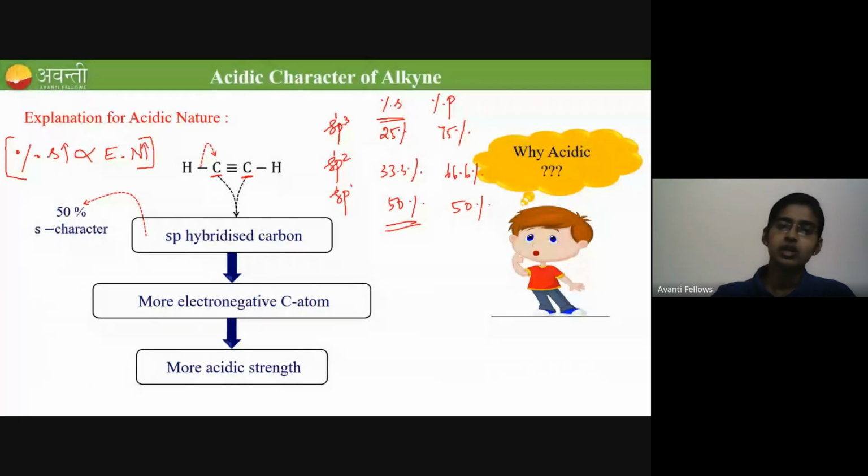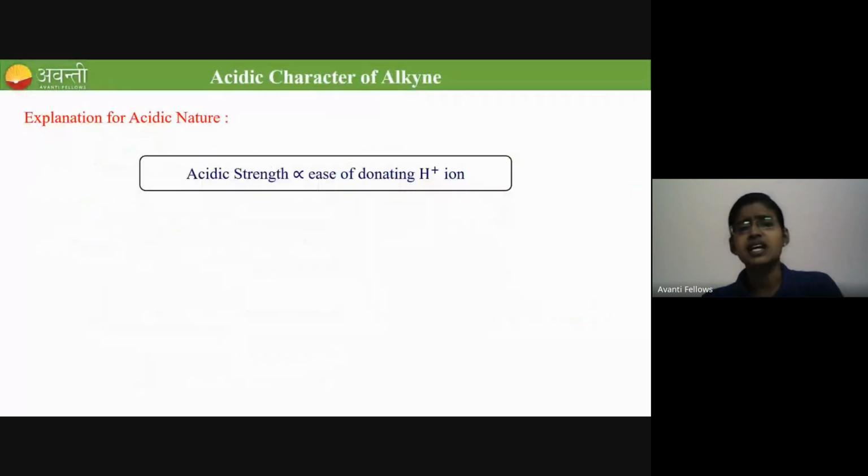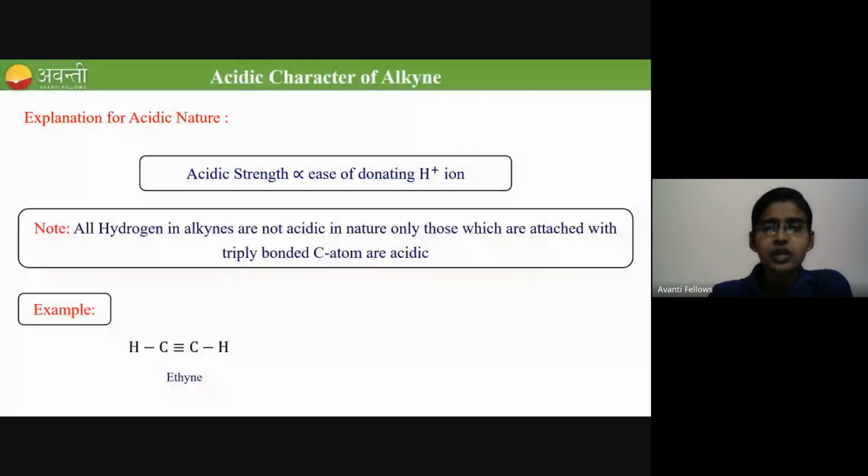Now, the acidic character or the acidic strength which we are talking about here is directly proportional to the ease of donating the hydrogen. The more easily it donates, the more acidic it is in nature, right? So this point we all know. Now, not all hydrogens in alkynes are acidic. Only those hydrogens that are attached to a triply bonded carbon atom are acidic.